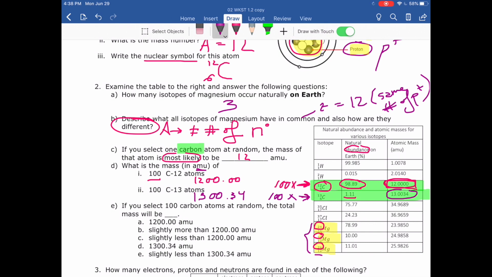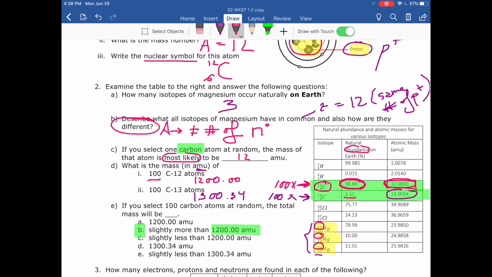And finally, if you select 100 carbon atoms at random, the total mass will be, and you need to choose an answer, slightly more than 1200 AMUs. And here is the thing. Remember, we said before that the abundance of the carbon-12 atom is 98.89%.